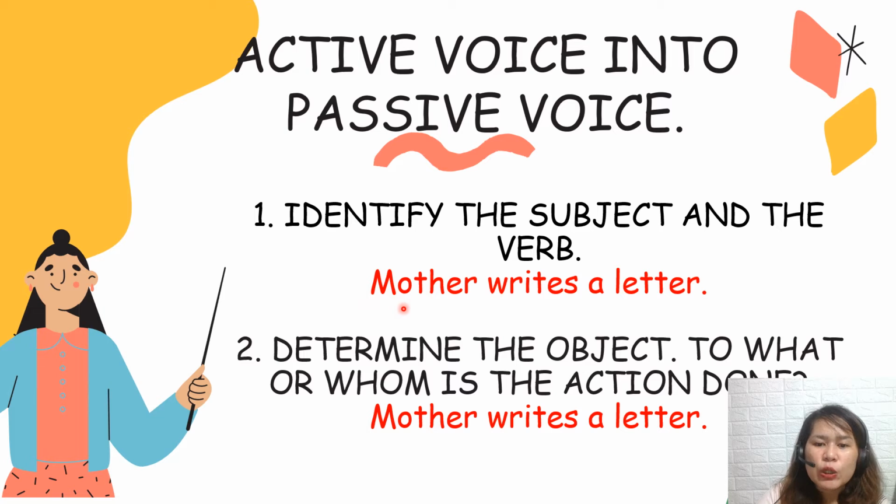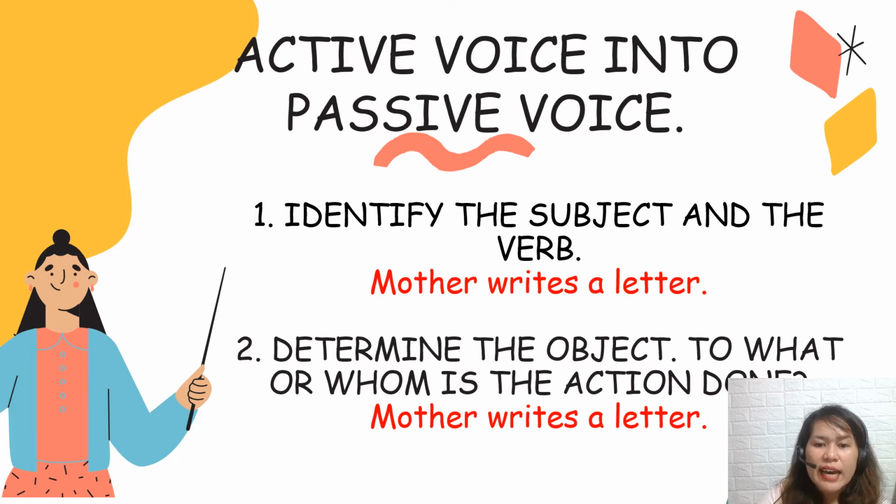'Di ba? Dito, ano ba yung subject? Mother. Kasi siya yung doer ng action na right. So, yan yung ating subject and the verb. Next naman sabi ay determine the object, to what or whom is the action done. Mother ang subject, right ang ating verb. Diba formula natin, subject, verb, and the receiver or the object. Sino ba yung sinusulatan or ano yung isinulat? Diba yung letter? Kaya ito yung receiver ng action na right.